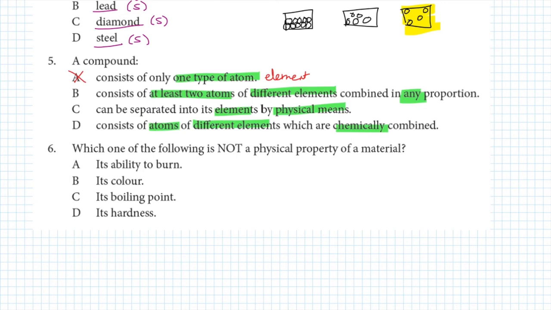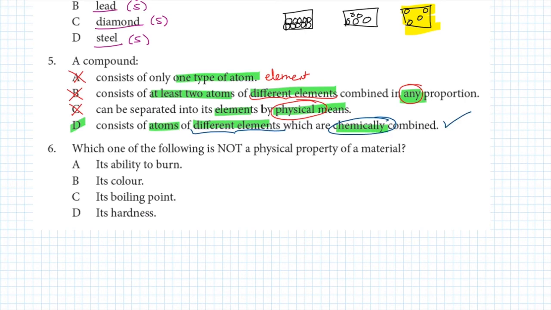Option B, the first part is correct. It will contain different elements, but these are not bonded in any ratio. In order to form specific compounds, elements will bond in specific ratios. So we know that B is incorrect. C says that elements in a compound can be separated by physical means. This is incorrect because atoms that form a compound are bonded chemically, so C is incorrect. This leaves us with D as the correct answer. It says here that the atoms of different elements bond to form compounds, and they are chemically bonded, so D is the correct answer to question number 5.